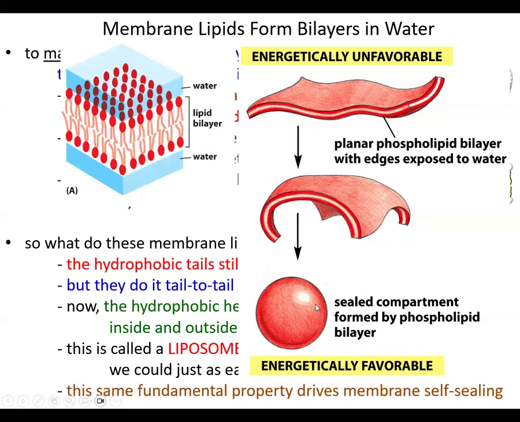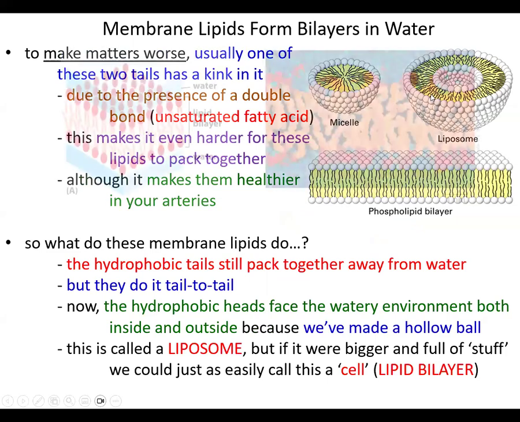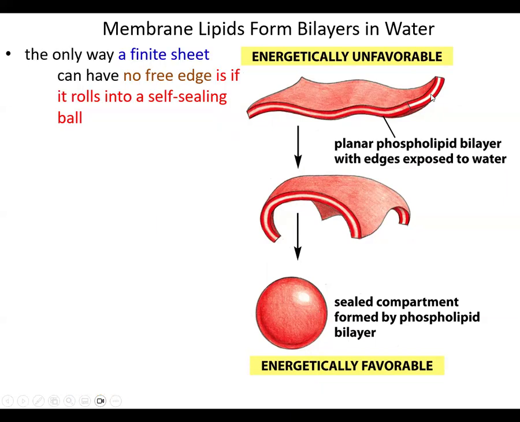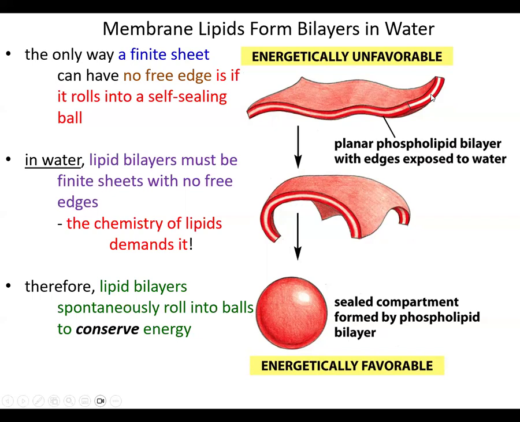Only in a sphere like a liposome are you going to have all of the hydrophobic tails sequestered away from water. So that's why cells assume this spherical shape, simply so that there are no free edges where hydrophobic tails are exposed to the water. In water, the lipid bilayers must be free of these edges so that entropy can be maximized. The chemistry of lipids and the universe's drive for chaos demands it. So lipid bilayers spontaneously roll into balls to conserve free energy, to maximize entropy. And again, this is why membranes are self-sealing.